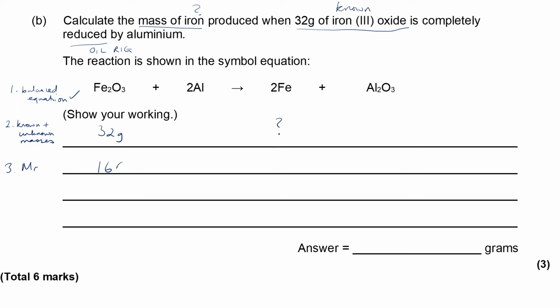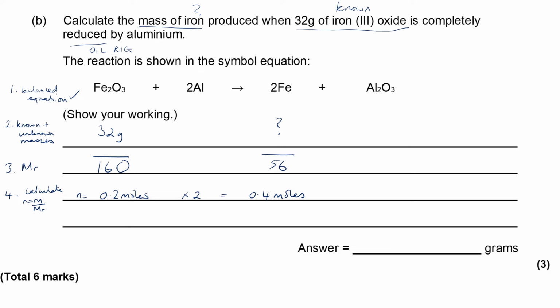Now, step 3, I then write down the formula mass of the known mass and the unknown mass. So the mass that I've been given and the mass that I've been asked to find out. So I know that the formula mass for iron 3 oxide is 160. So I write that down. And I know that the formula mass for iron is 56. So again, I write that down.